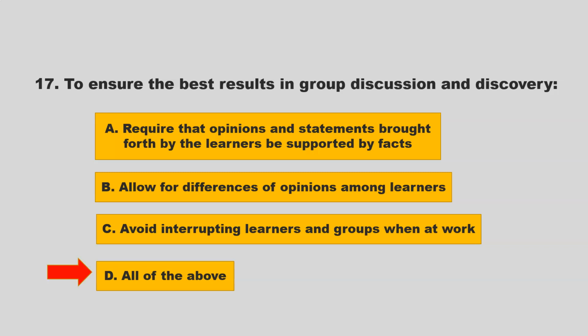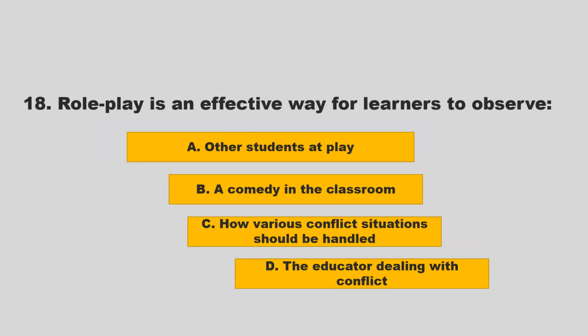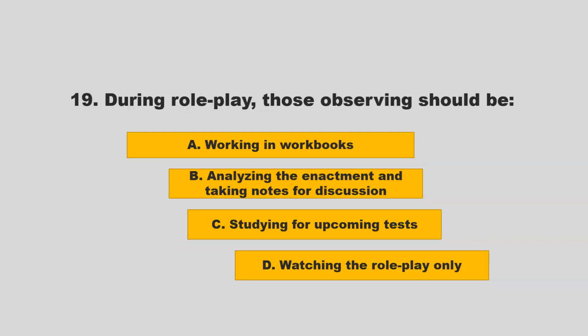If you chose D, all of the above, you are correct. Role play is an effective way for learners to observe other students at play, a comedy in the classroom, how various conflict situations should be handled, the educator dealing with conflict. If you chose C, how various conflict situations should be handled, you are correct.